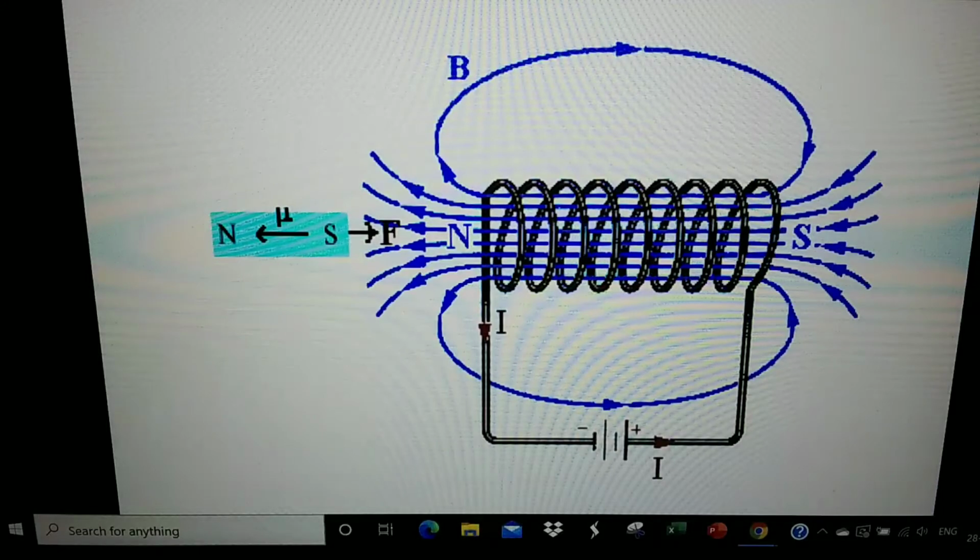The diagram of magnetic field around a solenoid. Field lines will always emerge from the north pole and enter into the coil through the south pole, and the direction of the field will be detected by the right hand thumb rule.